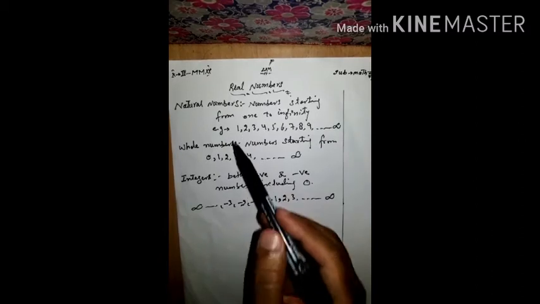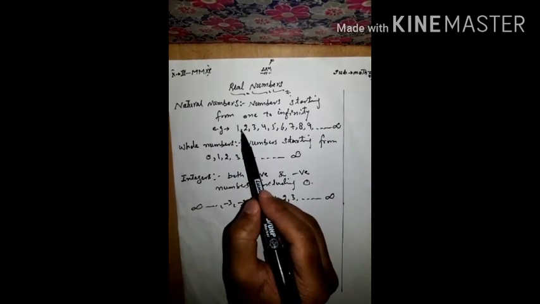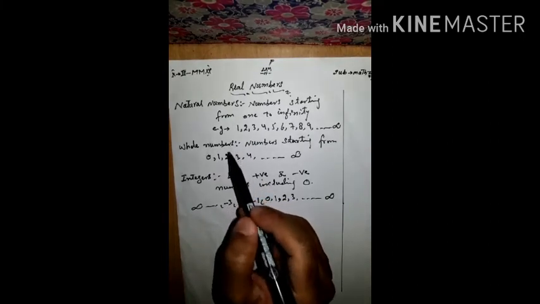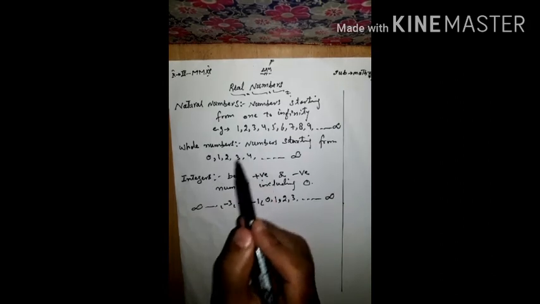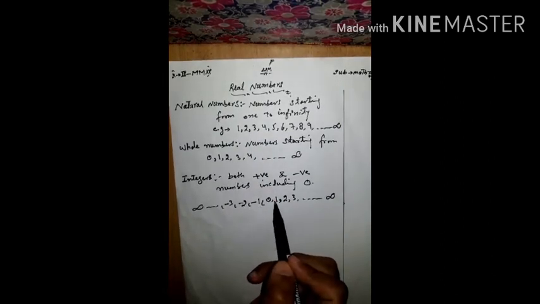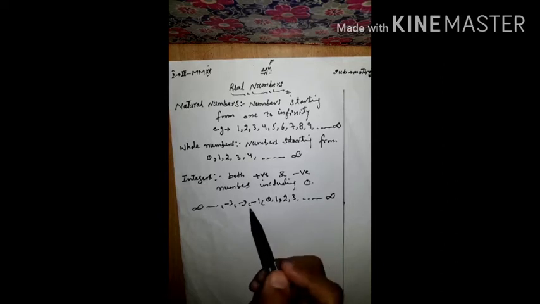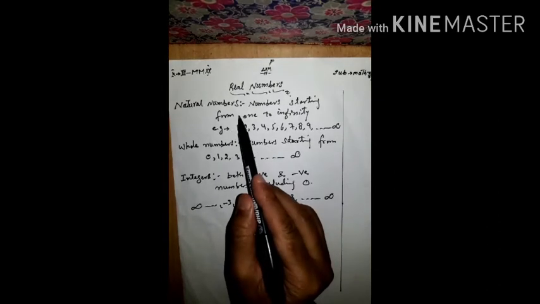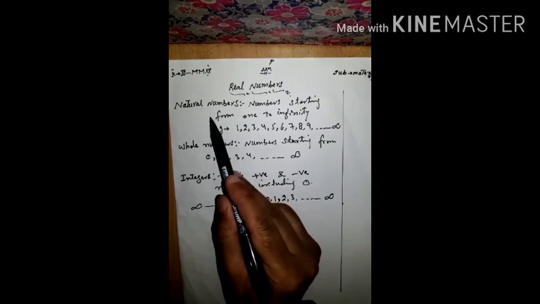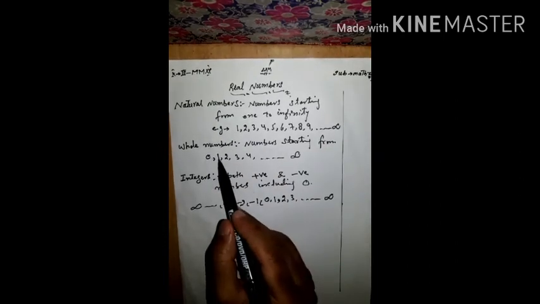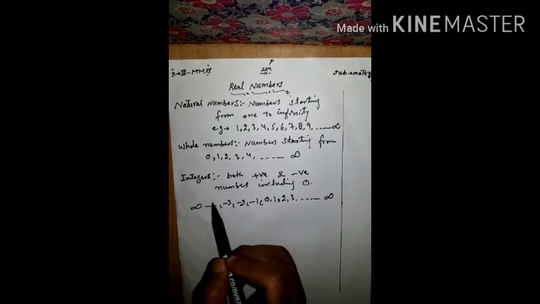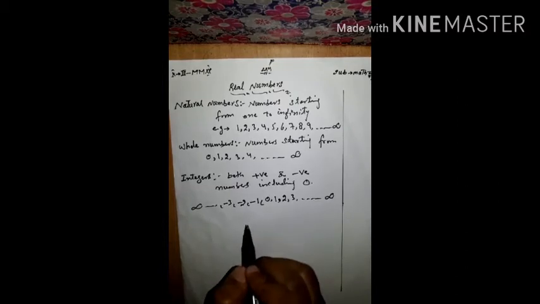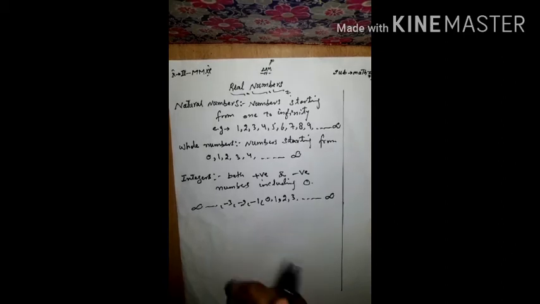Now if you can see, earlier we have discussed natural numbers. It is 1 to infinity. Now 1 belongs to the set of natural numbers. 1 also belongs to whole numbers and 1 also belongs to integers. So we can say a number can have one or more than one names. 1 is a natural number in the set of natural numbers, and 1 is a whole number in the set of whole numbers, and 1 is an integer in the set of integers. So a number can have one or more than one names, you must know that.